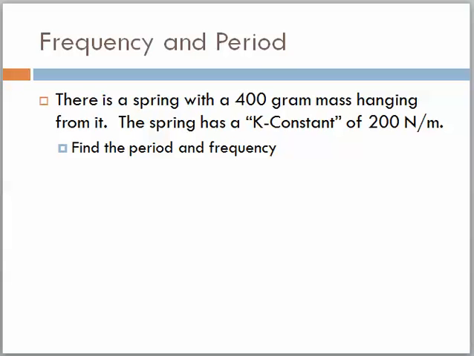First problem: frequency and period. There is a spring with a 400-gram mass hanging from it. The spring has a K constant of 200 Newton meters. Find the period and frequency. Well, at this point, we've learned that the period is 2 pi times the square root, and we're talking about a spring here, so it's m over the K constant.